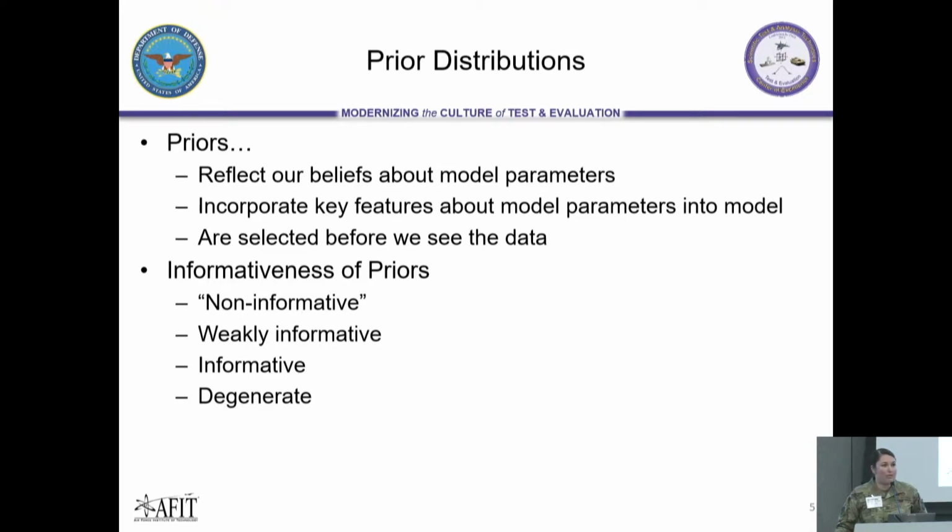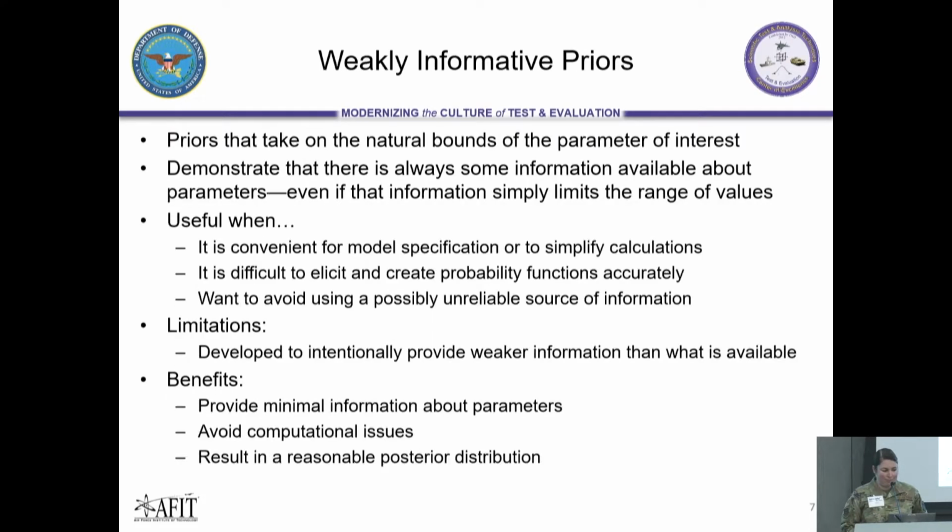So the first one is called a non-informative prior. This is a class of priors that try to be, as the name would suggest, non-informative. Then we're going to talk about weakly informative priors and move on to one of my favorites, which is informative priors. And then degenerate priors we won't talk about today, but if you're looking at something like an ANOVA model where you have constraints to your model, those are going to be something that can handle your constraints.